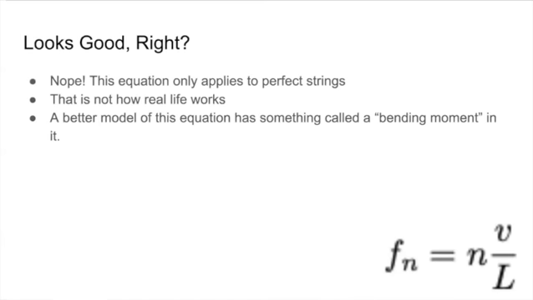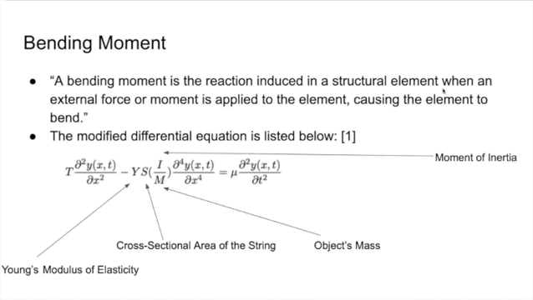Well, not quite. This approach only applies to perfect strings that are unaffected by anything else in the world. That's how they would function. That is not what we have, and it's not quite possible in the real world. We must have a different equation for a real guitar string that accounts for a thing called the bending moment. Bending moment is a reaction induced in a structural element when an external force or moment is applied to the element, causing the element to bend.